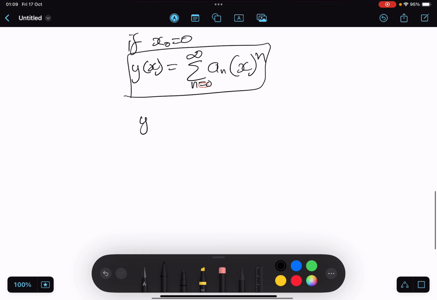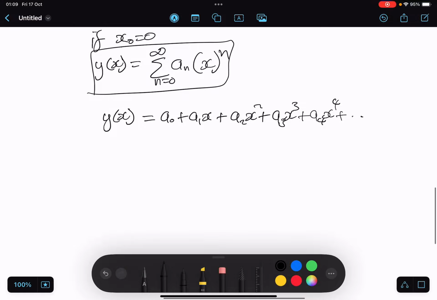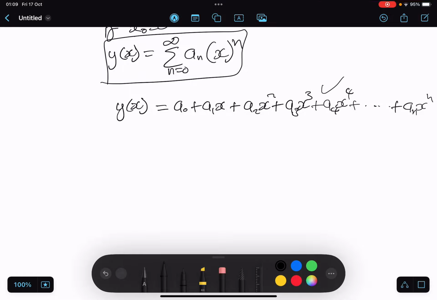You can also break down this power series into a naught plus a1 x plus a2 x squared plus a3 x cubed plus a4 x to the power 4 plus it continues, right, to a_n x to the power n, isn't it? So this is the same thing. Now I'm going to show you two ways of how you can actually determine a series solution of a differential equation evaluated at an ordinary point.